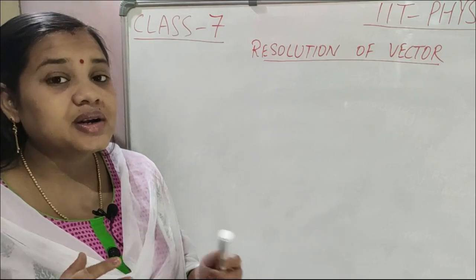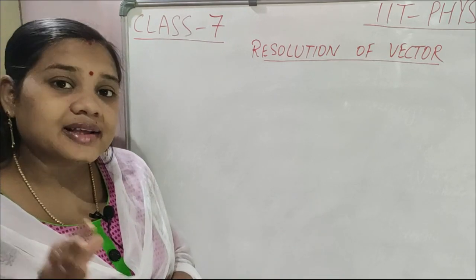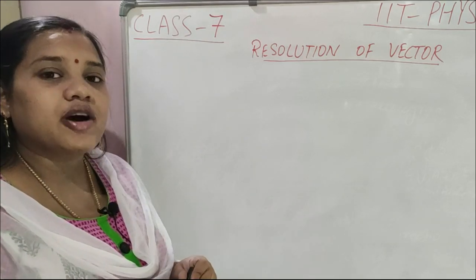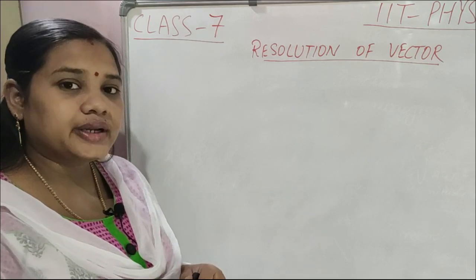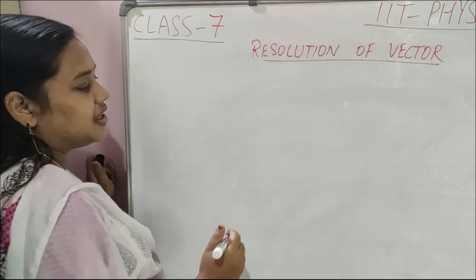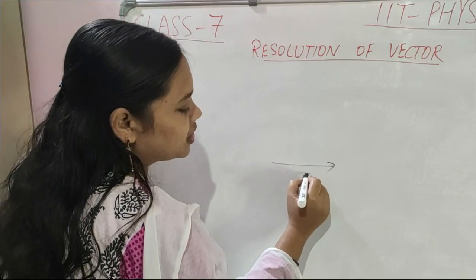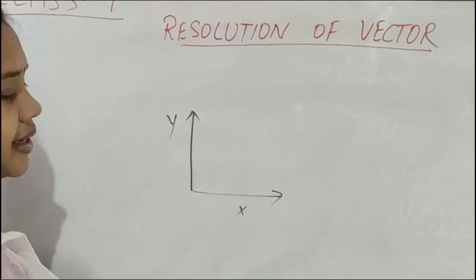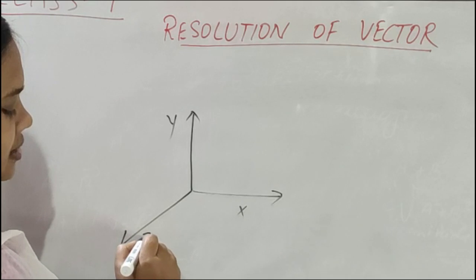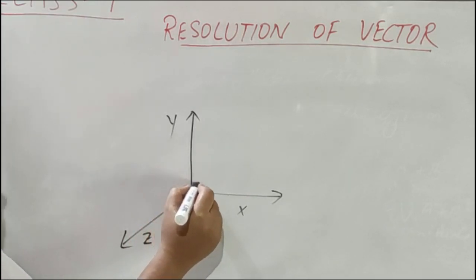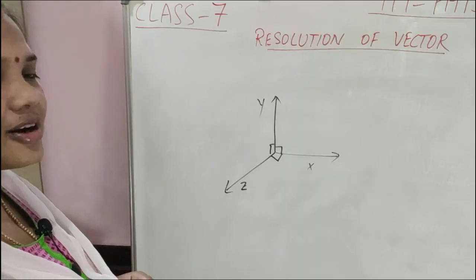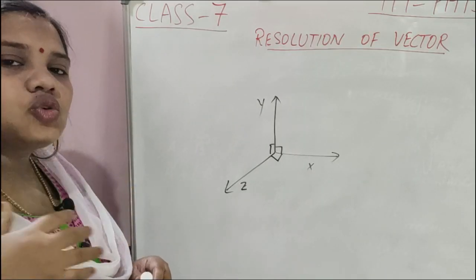Clear? Generally we have three directions. You know very well: x direction with x component, y direction with y component, and z direction with z component. All three are mutually perpendicular to each other. These are the three directions we have. So resolution of vector means we break a vector into two or more parts.